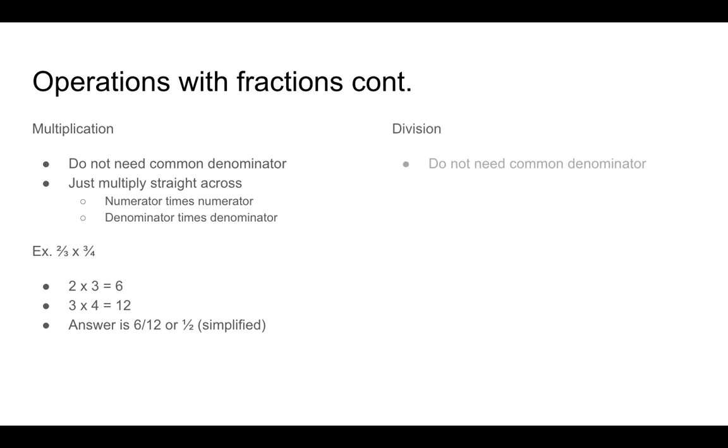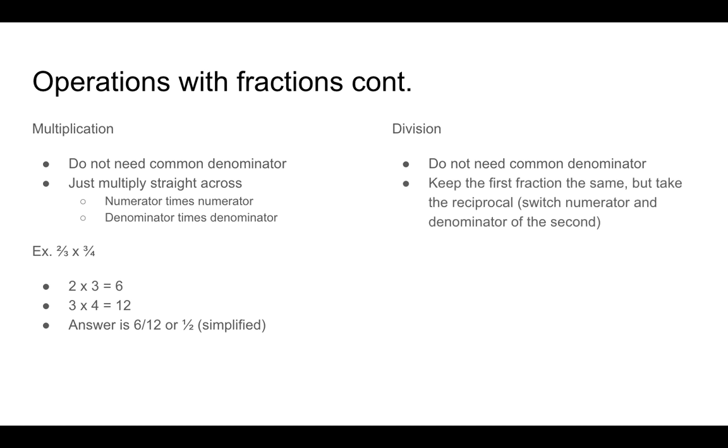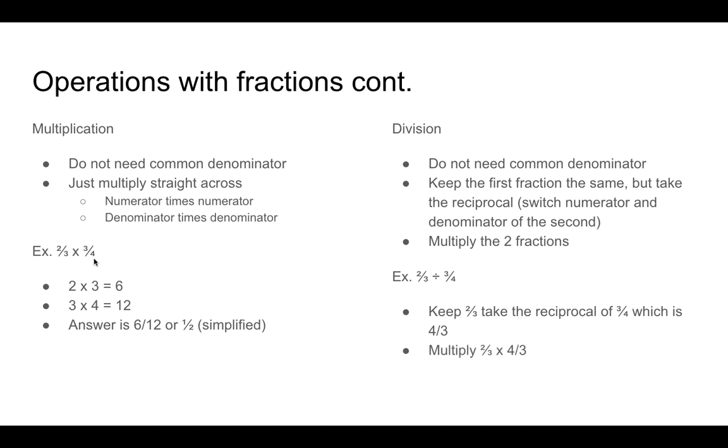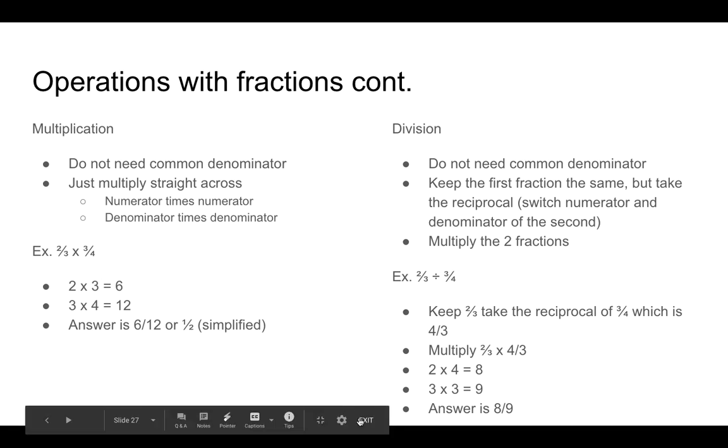With division, we once again do not need a common denominator. With division, we keep the first fraction the same, but take the reciprocal, which means switch the numerator and denominator of the second. So we multiply the two fractions. So 2/3 divided by 3/4, keep 2/3 the same, and take the reciprocal of 3/4, which is 4/3. Multiply 2/3 times 4/3. 2 times 4 is 8. 3 times 3 is 9. The answer is 8/9.